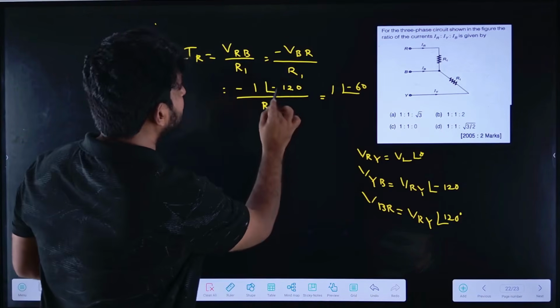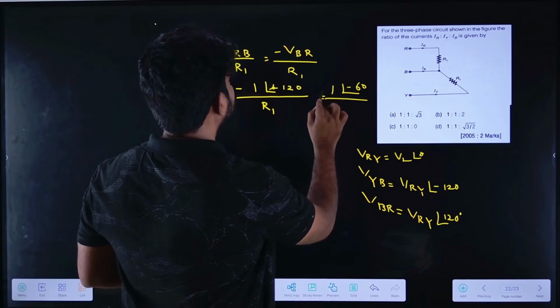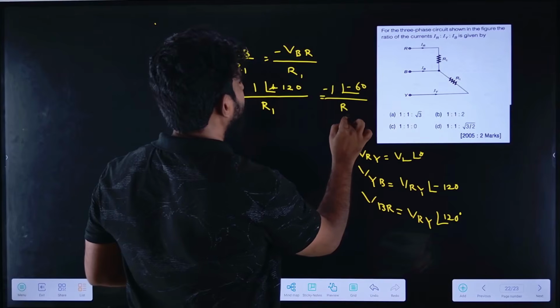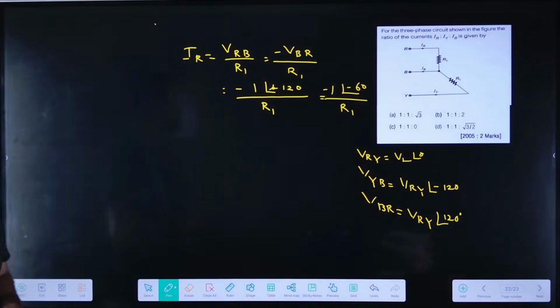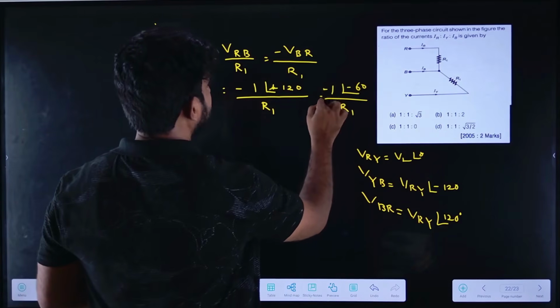So you can write this as 1 at an angle of -60. VRB is the +120, right? -60 divided by R. So 1 at an angle of -60 divided by R. So here, it will be like this.